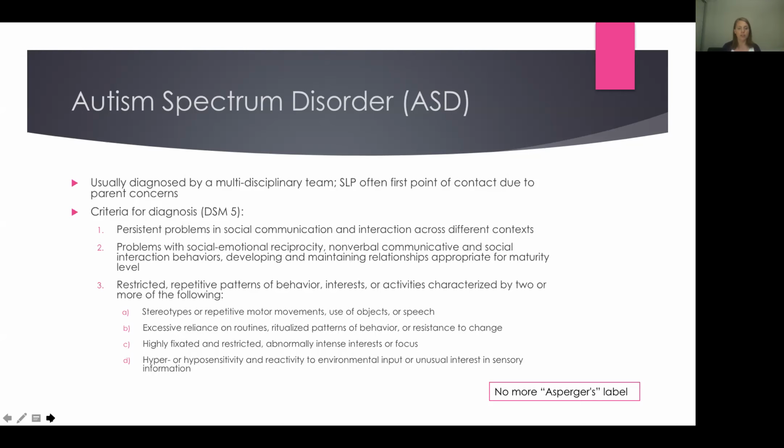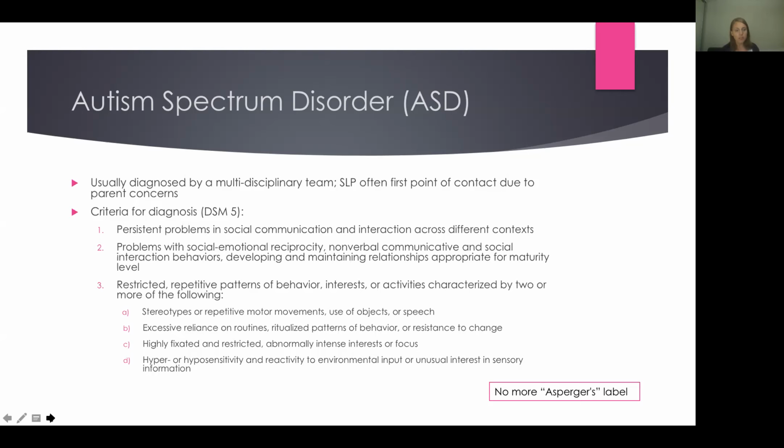And then the third criteria that's really important for a diagnosis of autism is this idea of restricted repetitive behaviors. So this could look like stereotyped repetitive motor movements or use of objects or speech that's repetitive, excessive reliance on routines or ritualized patterns of behavior, resistance to change. It might look like being highly fixated or having really abnormally intense interests or focuses.